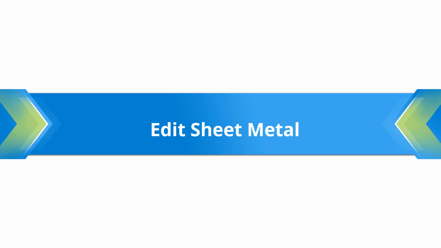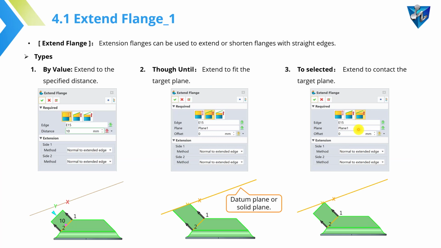Okay, previously we have discussed how to create a sheet metal base and how to create the various flanges. So in the next chapter, we are going to learn how to edit the flanges. The first edit tool is extend flange. It can be used to extend or shorten the flanges by different methods.